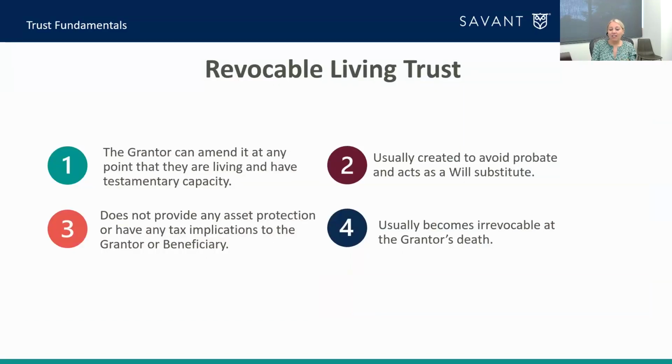So a revocable trust is a tool that we see in many clients' estate plans because it's a tool most often used to transfer assets at death and by avoiding probate. We talked about revocable trusts pretty extensively in Estate Planning 101. So for greater detail, I'm going to refer you back to that webinar. But as a general recap, the grantor can amend a revocable trust at any point that they are living and have their testamentary capacity, which pretty much means that they understand what they're signing.